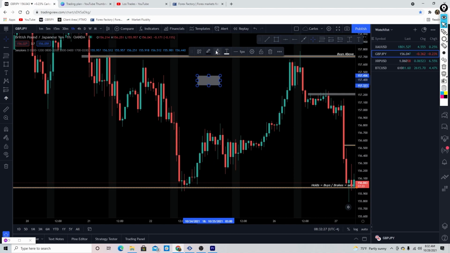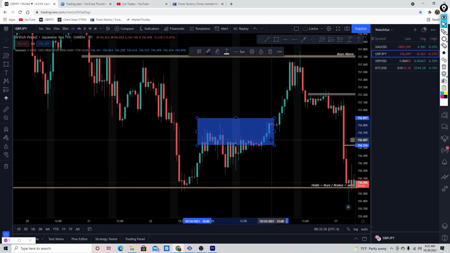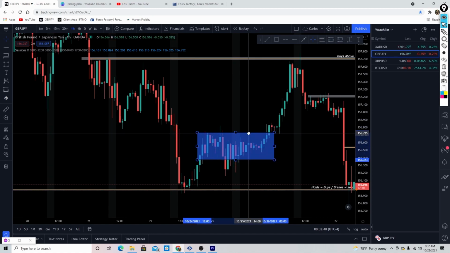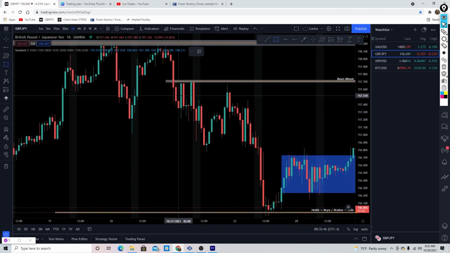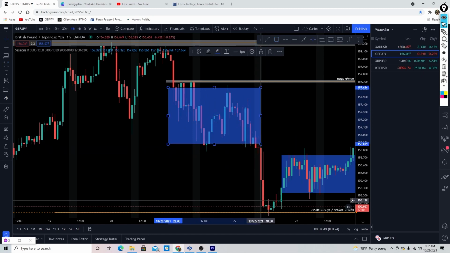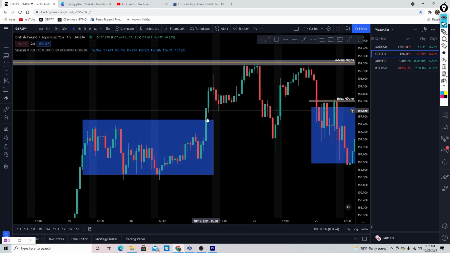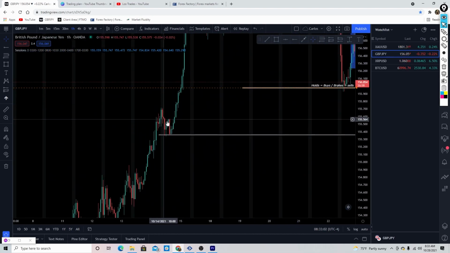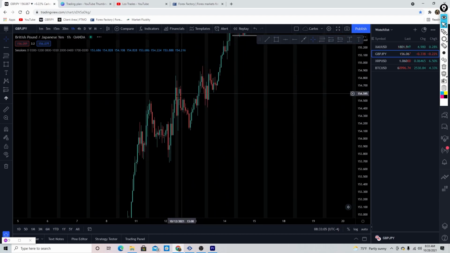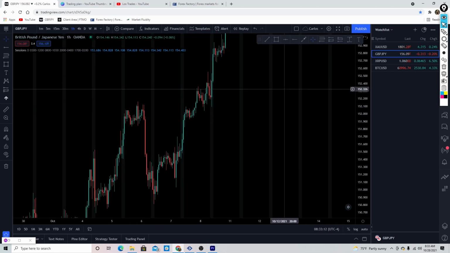Right, let's do blue. Look at this. Consolidation zone, impulse. Consolidation zone, impulse. Consolidation zone, impulse. It always does this. Consolidation, consolidation, consolidation, impulse, impulse, impulse, consolidation, impulse. It's just a repeated pattern, right?